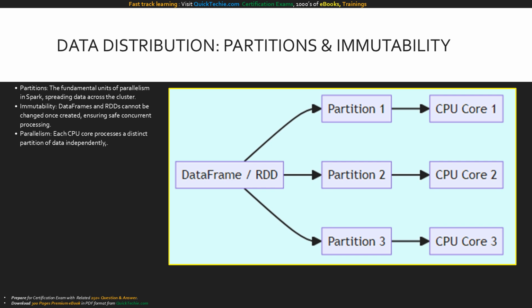Looking at the visual, you can see a single data frame being logically split into 3 distinct partitions. Notice how each partition maps directly to a different CPU core on the right. This represents true parallel processing. Because the data is immutable, Spark does not have to worry about complex locking mechanisms or data overwrites. Each core independently processes its chunk of data safely and efficiently, which is the secret sauce behind Spark's incredible speed.